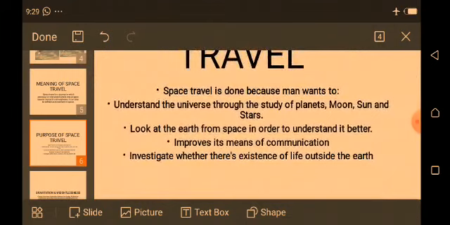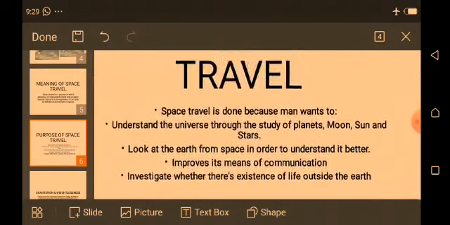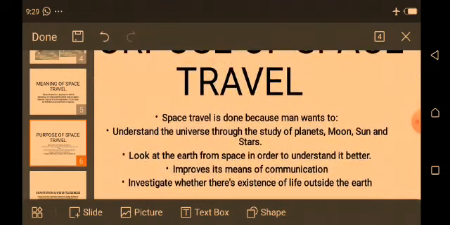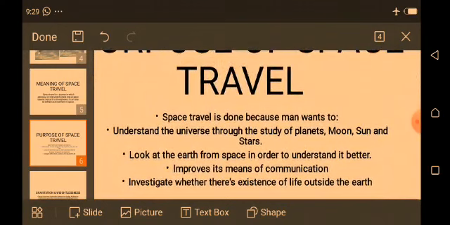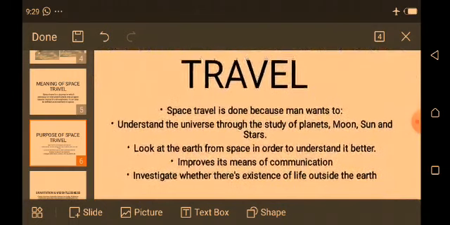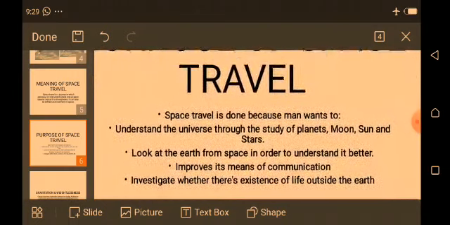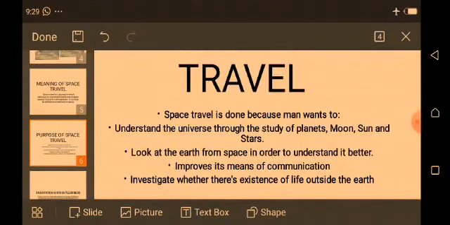Another thing is that it also helps us to investigate whether there is existence of life outside the earth. I've explained that earlier. So now, space travel is very, very important. It is important to us because it helps us to know a lot of things. It helps us to know that the planet where we are has humans and living things in it, and other planets do not have them.